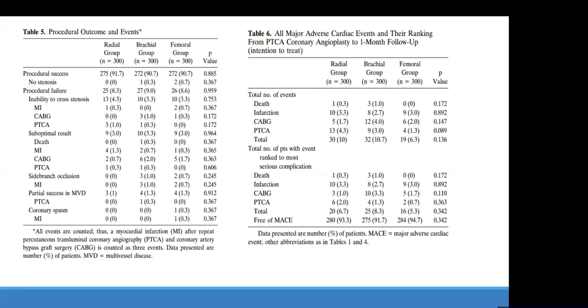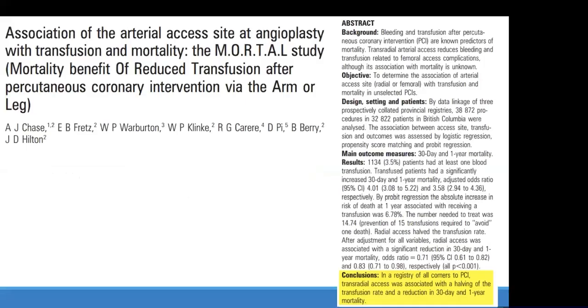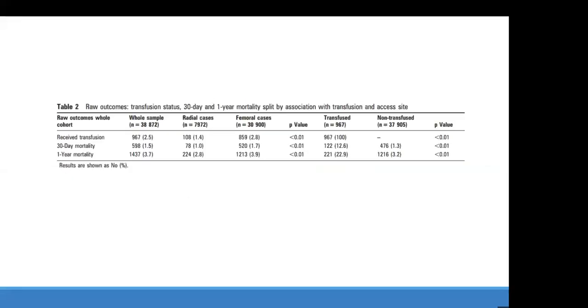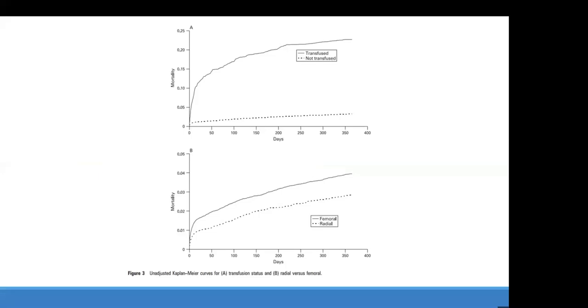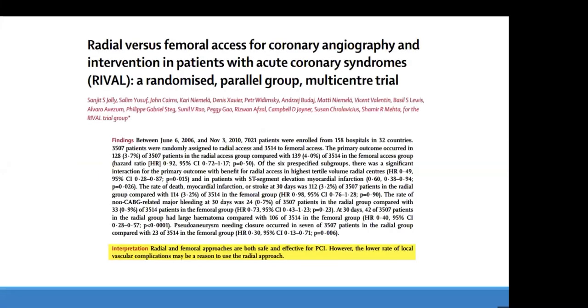You can't be a competent interventionist if you have poor femoral skills, because if you stick too high, that's a mortality. That can kill the patient without you knowing or with you knowing. So you have to be a good femoralist. Quickly running through the studies that show even reduced mortality, reduced transfusion, all in favor of radial artery.